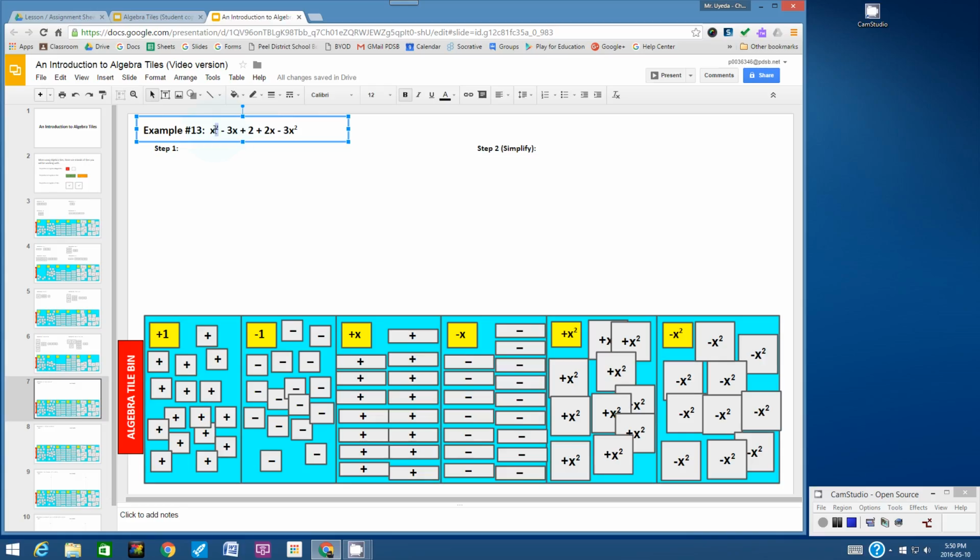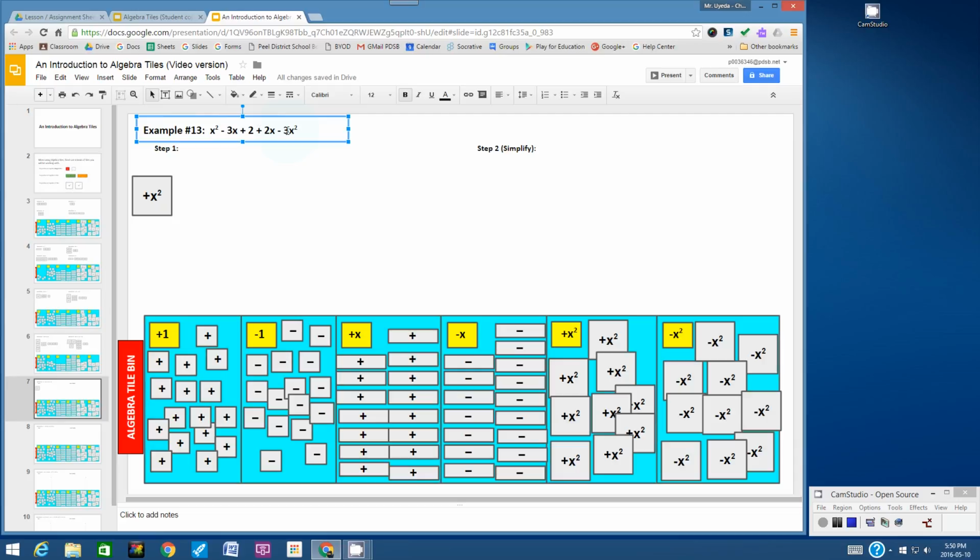We're going to look for any x squareds. So the first x squared I see is a positive x squared. So let's bring over a positive x squared. Then, as I look at this algebraic expression, I'm looking for any more x squareds. So at the very end of the expression, I see another term, negative 3x squared. So now we're looking for negative x squareds.